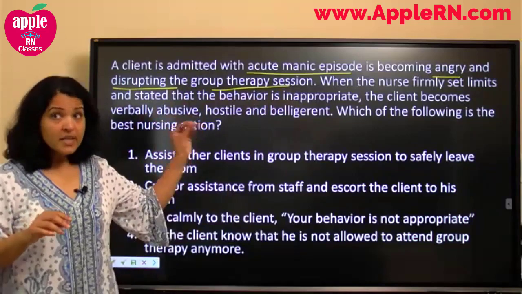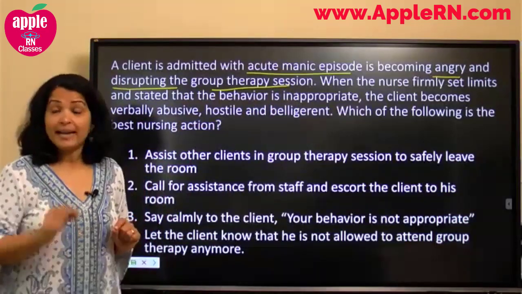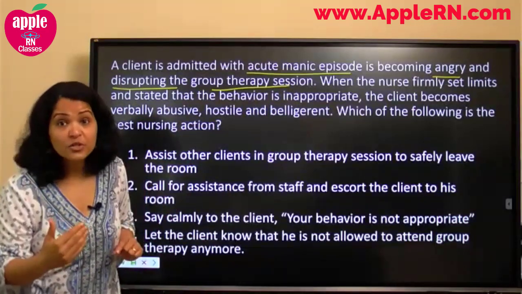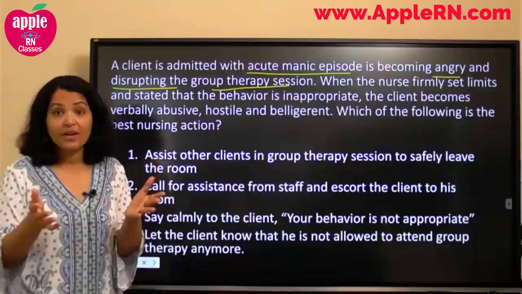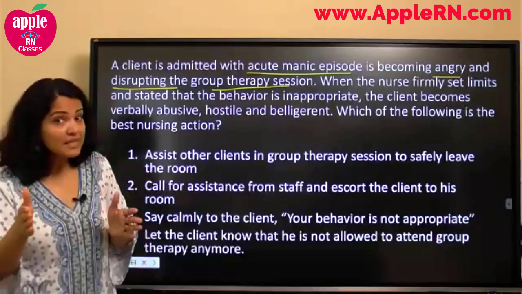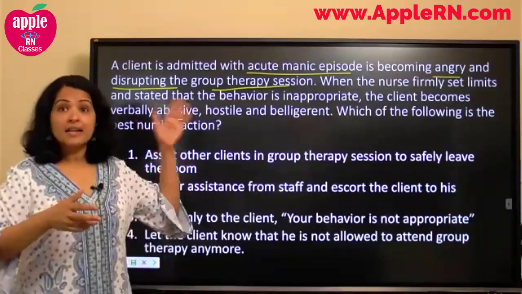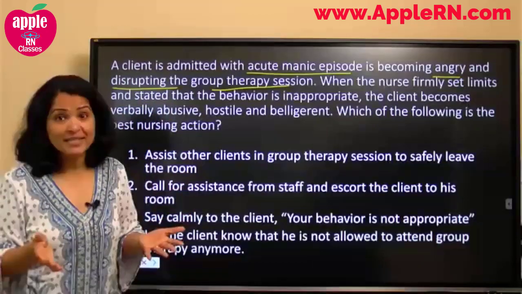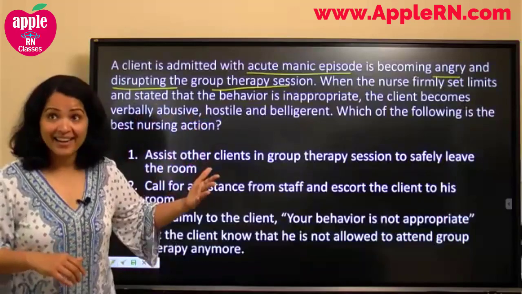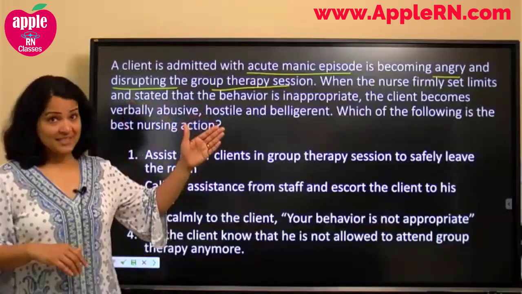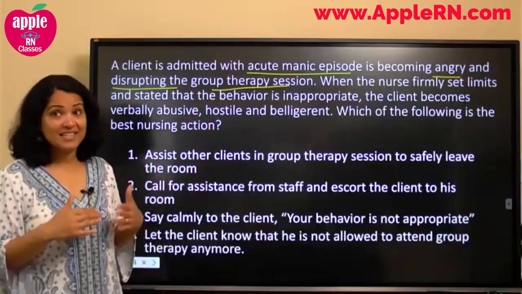Right? The nurse firmly sets limits and stated that the behavior is inappropriate. And exactly that's what we are supposed to do when a manic patient is manipulating or disrupting. We are supposed to set limits, be consistent with the limits, let them know the consequences, and let them be safe, and others also be safe, because safety is always one of the priority, right? So the nurse already acted like that. She firmly set limits. It's already been set, and also stated that the behavior is inappropriate.